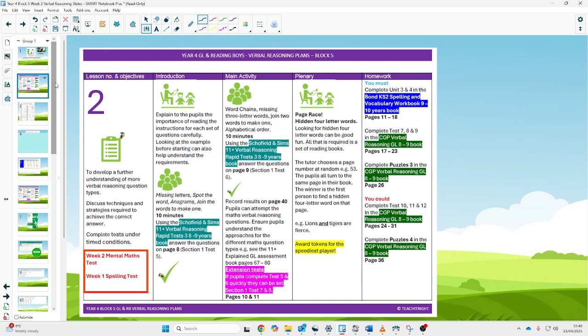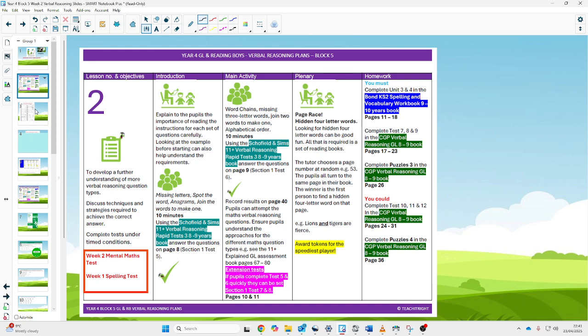We're also going to be focusing on some verbal reasoning tests within your Schofield and Sims 11 plus verbal reasoning rapid tests, the 8 to 9 years book, so make sure you have that to hand as well. We'll also be involving some other activities that you can have a go at, play along with as well. You may like to have a family member with you at some point during the lesson so they can participate in some of the activities as well. So looking forward to going through the content with you.